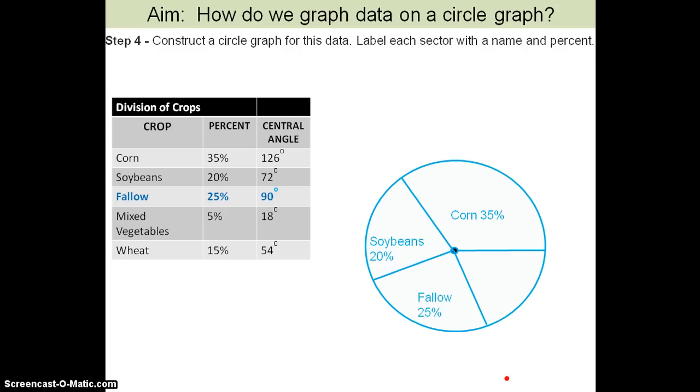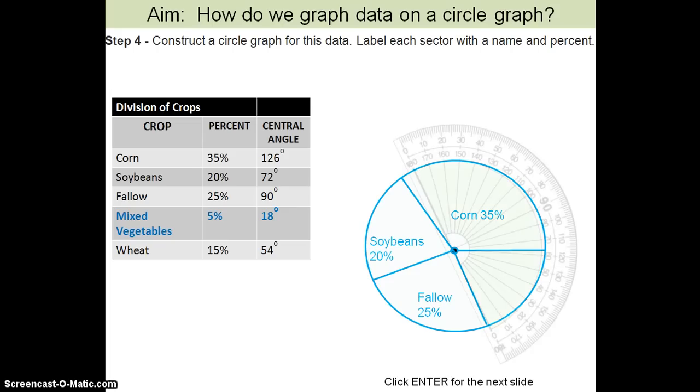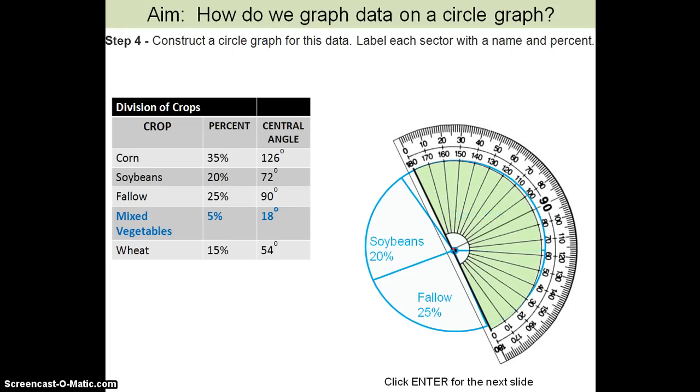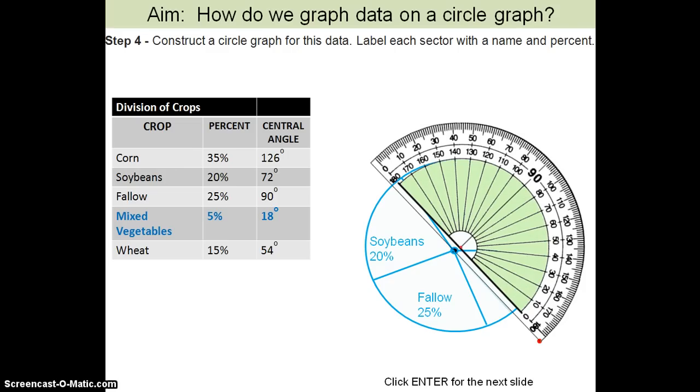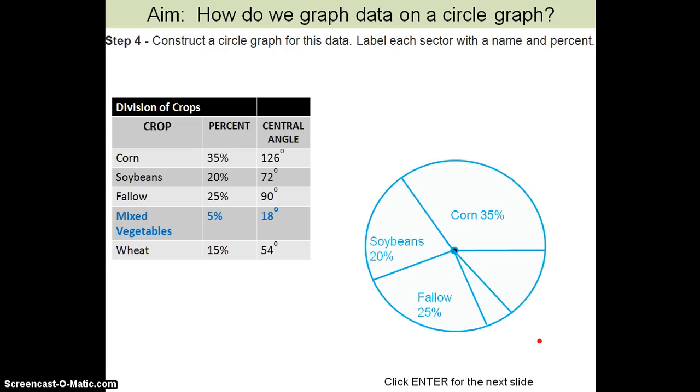Label that next wedge. Alright, we're almost finished, so let's move to the next one. The 18 degrees or 5%. Lining up our protractor in the center, continuing the same process, making a mark where 18 degrees is, using our protractor as a straight edge, and we're almost finished.